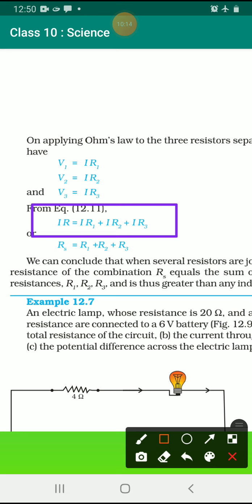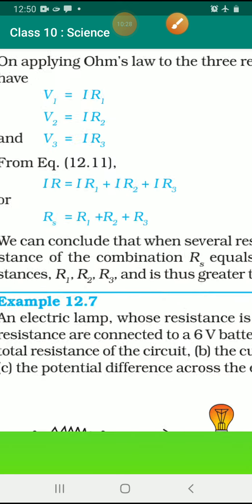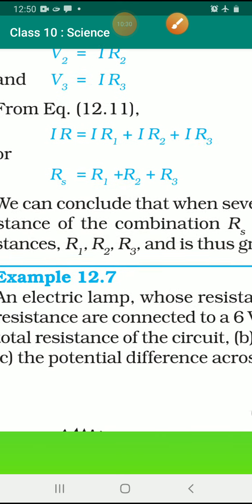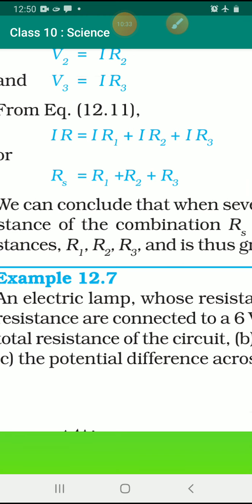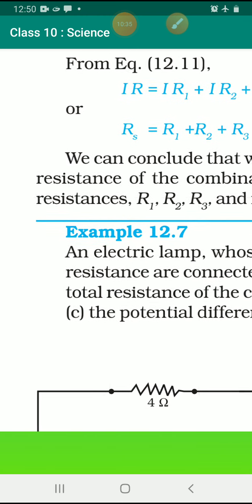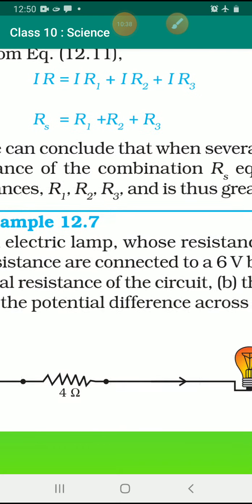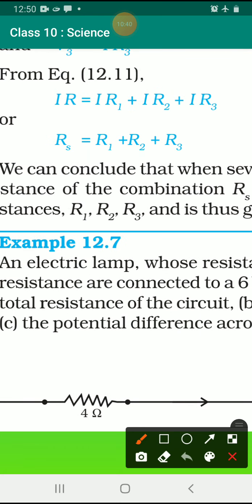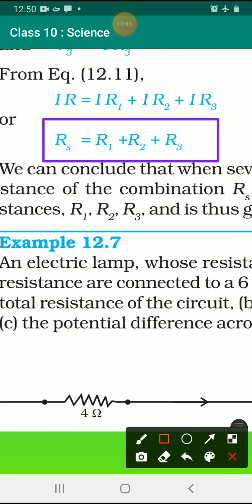IR we take as the series, denoted by S. So RS is equal to R1 plus R2 plus R3, right? This is a very important formula for resistors in series. This is a very simple formula, isn't it?